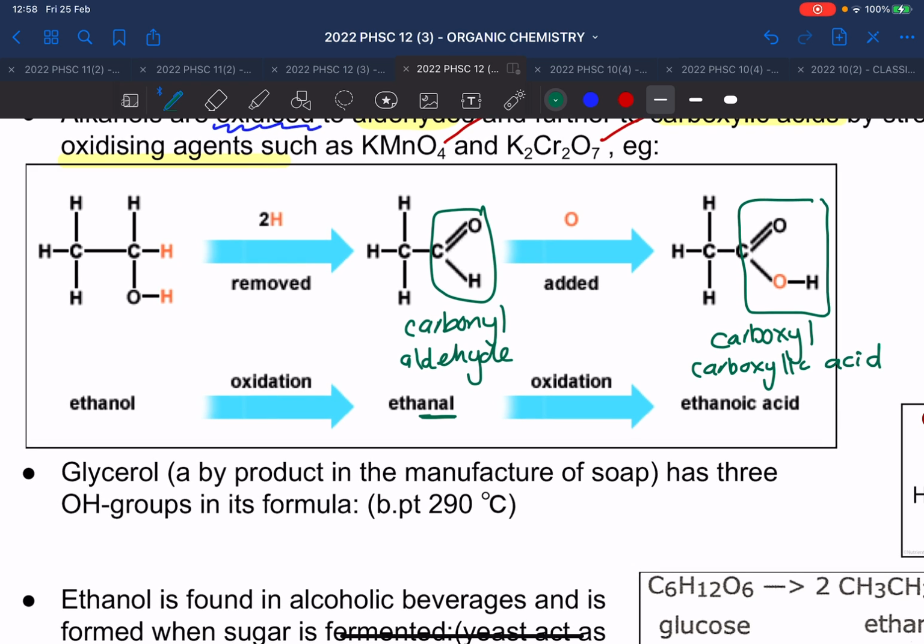Alright, so what you must remember here is that an alcohol can oxidize. The first step, it goes to an aldehyde, which is nice. And the second step, it goes into carboxylic acid, an acid, which is not good.